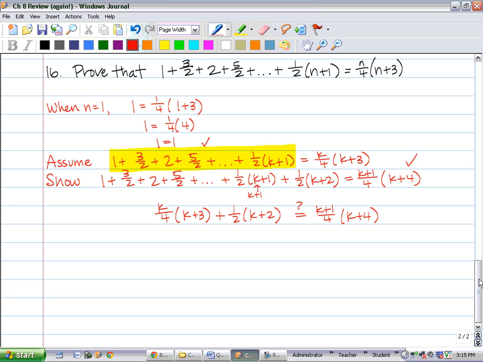Okay, so now simplifying. These both have fractions already. If one has a fraction and one doesn't, you better be thinking common denominators. I still need common denominators. So I'm going to change this 2 into a 4. Top's going to become a 2. So what we have is k times k plus 3 plus 2 times k plus 2 all over 4. And that's good. That's over 4, just like the answer needs to be over 4. Do some distributing. So k squared plus 3k, but then I'm going to have a 2k, so I'm going to go to 5k plus 6 over 4.